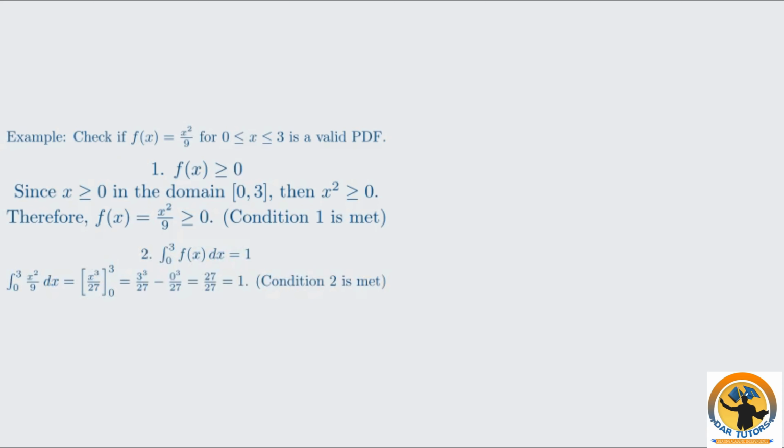Evaluating this from 0 to 3 gives us 7 over 7, which is 1. The total area is indeed 1. So our function is a valid PDF. Great, now that we know it's a PDF, let's use it to find a probability.